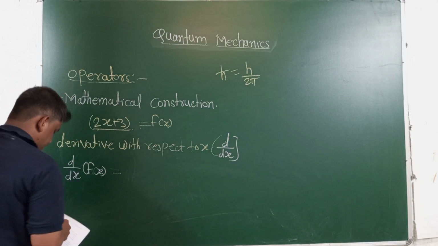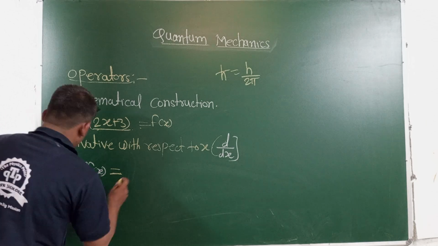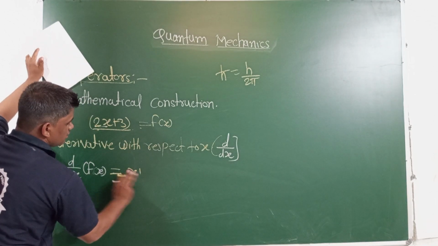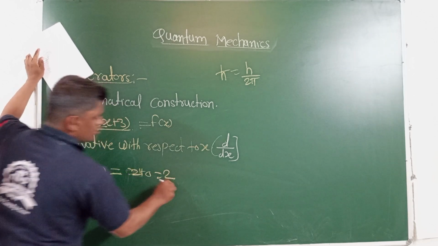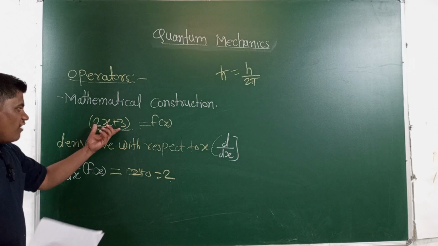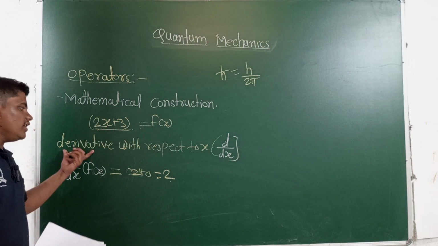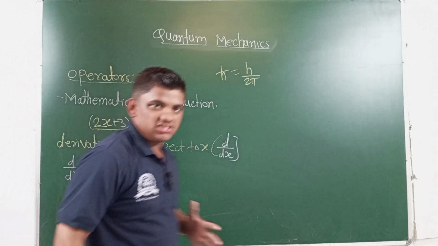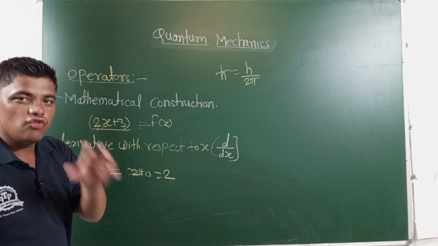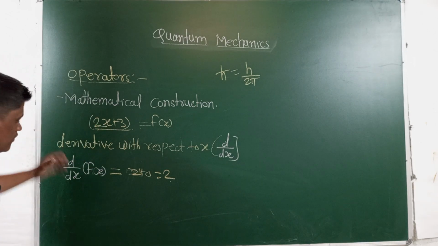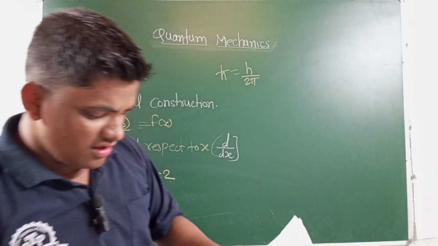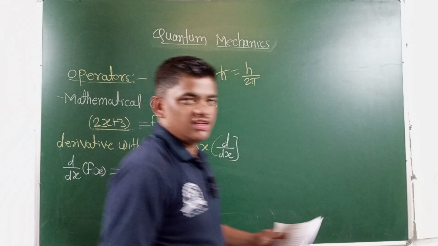Then what do we get here? d by dx of f of x, with 2x, gives 2 plus 0. This is the value 2, which is another function, and this is the original function. When the derivative with respect to x operates on the original function, we get a different function. It is the mathematical instruction or rule which can change one function to another function. Some different kinds of operators will be discussed in this lecture.